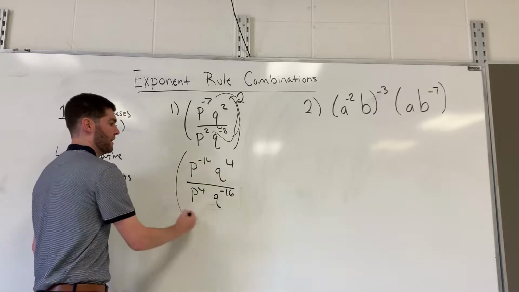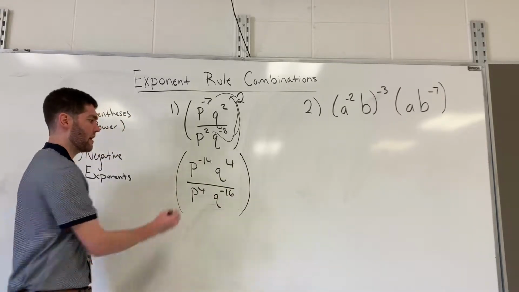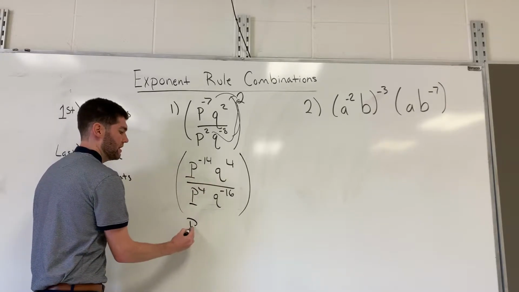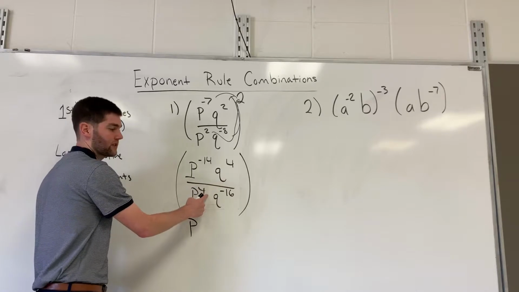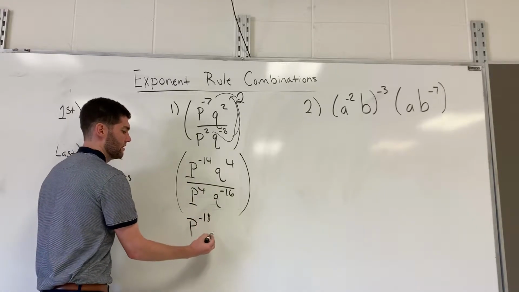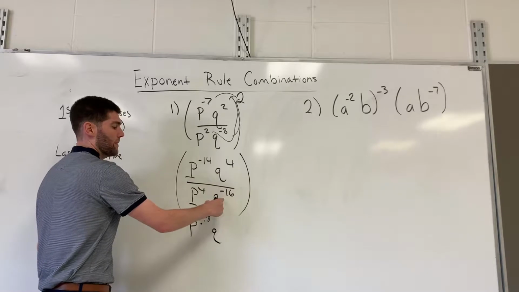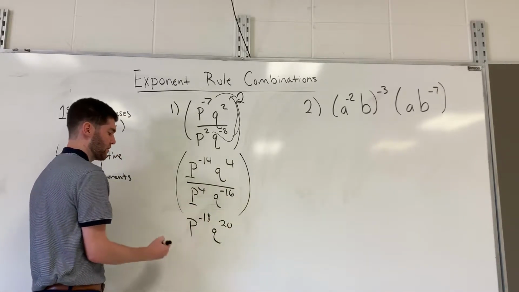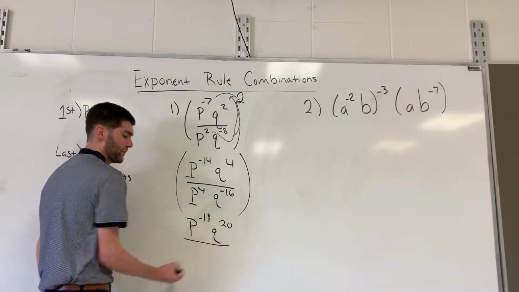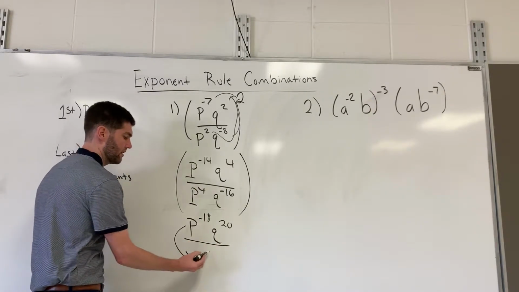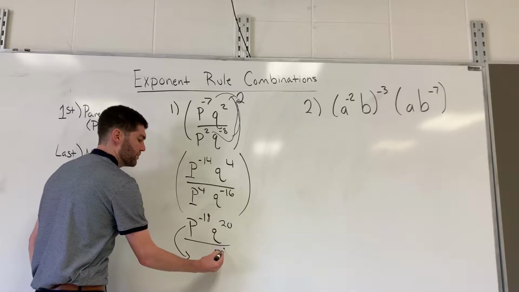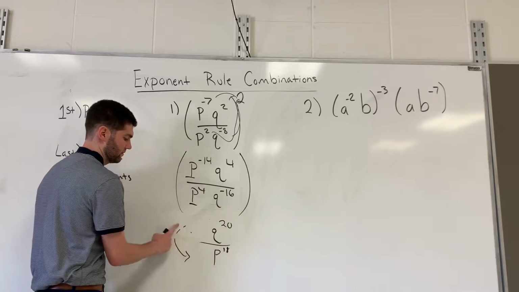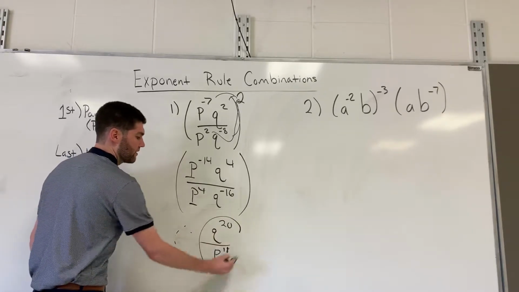So now what I'm left with is the quotient rule. If I'm dividing and my bases are the same, I subtract my exponents. So I have p, negative 14 minus 4 is negative 18, and then I have q, 4 minus negative 16 is positive 20. And I have a negative exponent. It's my last step. So I'm going to flip my p down there. So I have q to the 20th over p to the 18th. And there you go. Final answer.